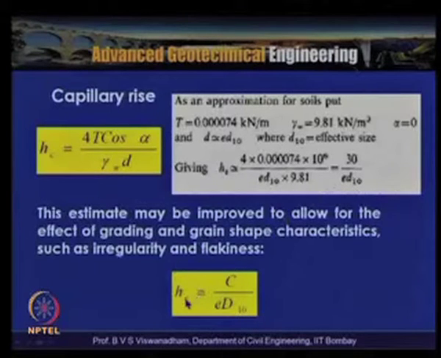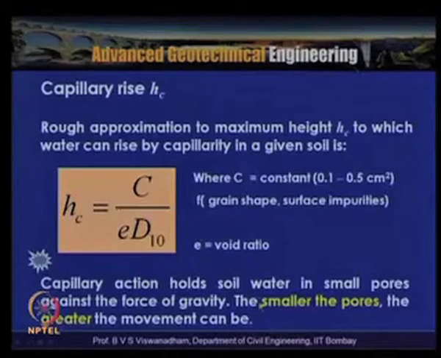So, which is nothing but the capillarity rise is given by C by e D10, and this estimate may be improved to allow for the effect of the grading, grain shape characteristics such as irregularity and flakiness, etc. So, Hc, that is the capillary complete zone of saturation, is nothing but the constant C by e D10. Further, C is a constant which is 0.1 to 0.5 centimeter square, is a function of the grain shape and surface impurities, and e is the void ratio.